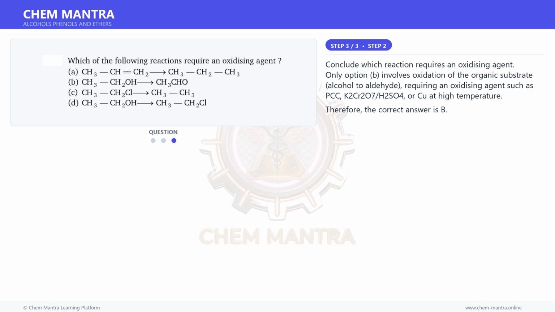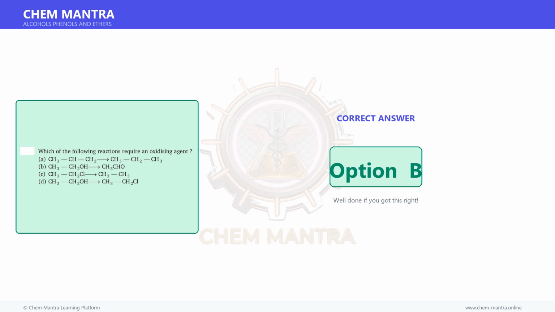And for the final step, conclude which reaction requires an oxidizing agent. Only option B involves oxidation of the organic substrate, alcohol to aldehyde, requiring an oxidizing agent such as PCC, K2Cr2O7/H2SO4, or Cu at high temperature. Therefore, the correct answer is option B.